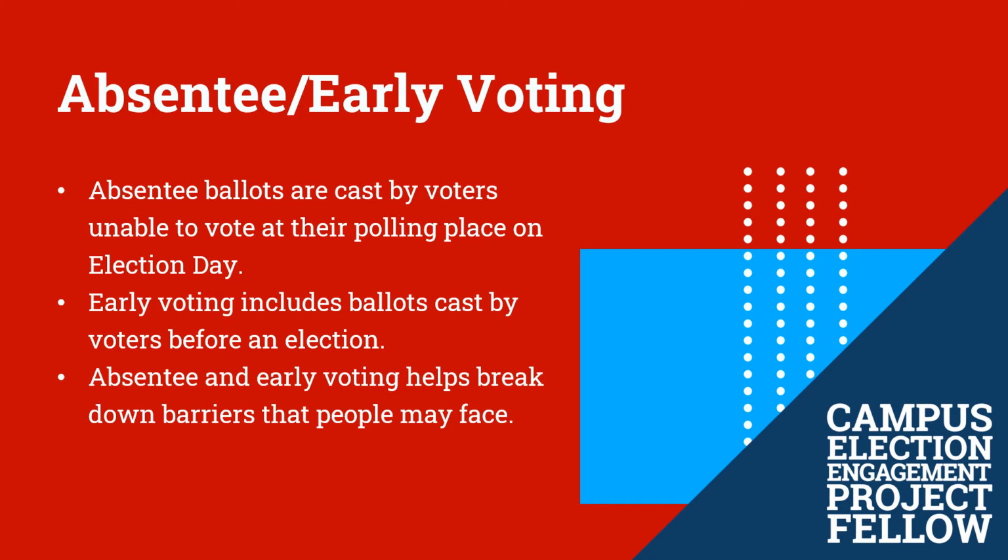Absentee and early voting will be especially important this fall. Absentee voting refers specifically to ballots cast by voters who are unable or unwilling to go to a polling place. Early voting refers to ballots cast prior to Election Day. Both these forms of voting help break down barriers for voters and help to increase participation. Think about all the different situations that people might face to keep them from making it to the polls on Election Day. Students will likely have lots of questions about absentee and early voting, so make sure you know a lot about your state's rules and procedures.